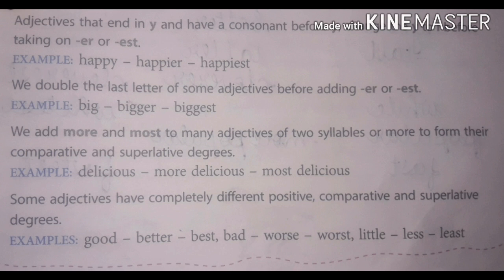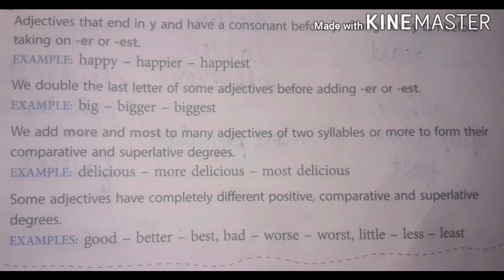Now the third rule is we add more and most to many adjectives of two syllables or more to form a new comparative and superlative degree. Like in the word delicious, three syllables are there. So we will not use er or est in these words. In comparative degree it will be more delicious, and in superlative degree it will be most delicious.